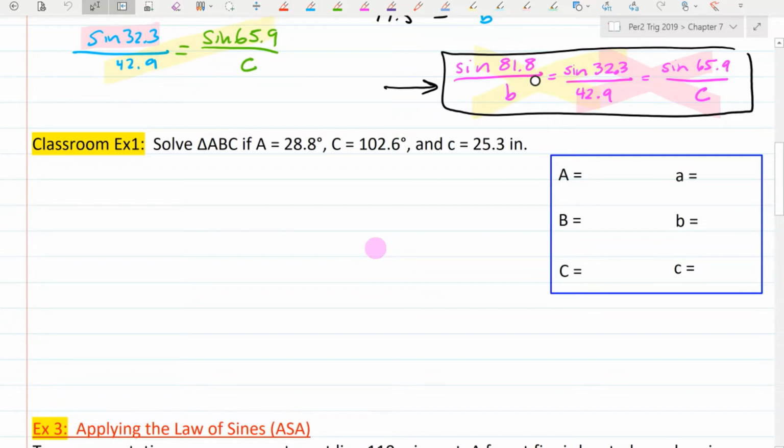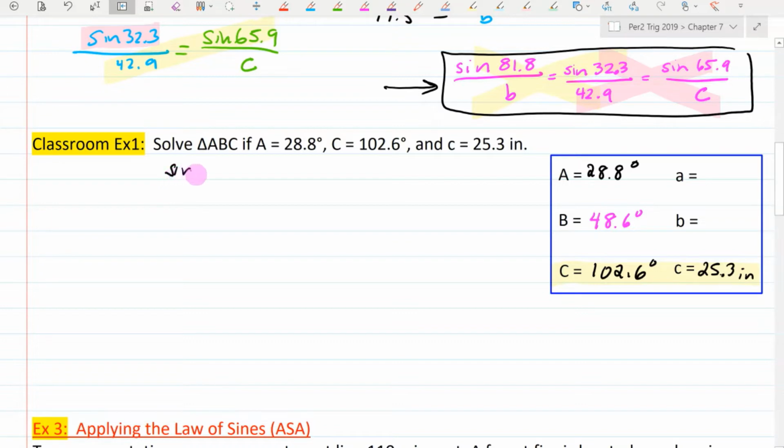So for this one, again, you don't really need to draw the triangle. So we have 28.8 degrees. C is 102.6 degrees. And C is 25.3 inches. So the first thing you do is find the third angle. That's the missing angle. So all the angles have to add up to 180. And this is the one that you know both the side and the angle to. So that's the one we're going to use for both.